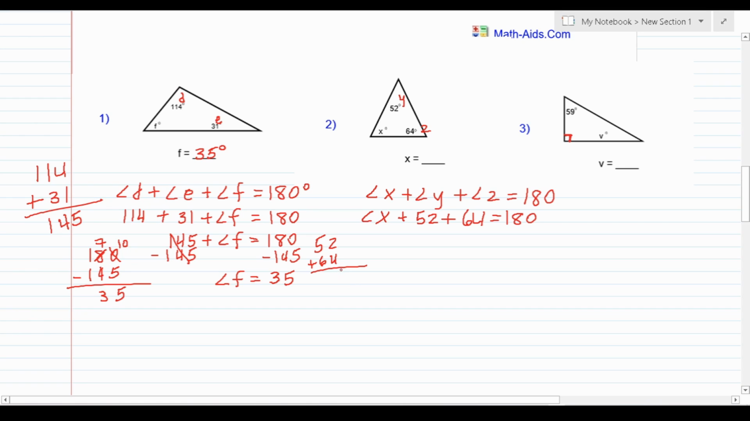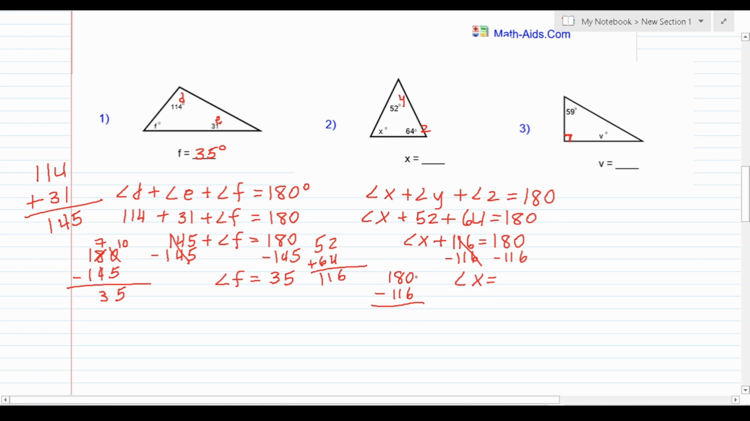2 plus 4 is 6. 5 plus 6 is 11. So we can see that this is going to be angle X, which is unknown, plus 116 equals 180. Again, the next step is to subtract 116 from both sides to get X by itself. This is going to cross out, leaving you with angle X equals. And again, if you can't do this one in your head, there's no shame in that. Go ahead and do it off to the side.